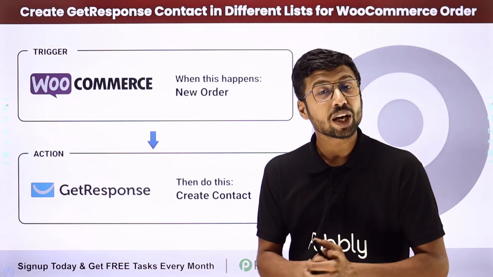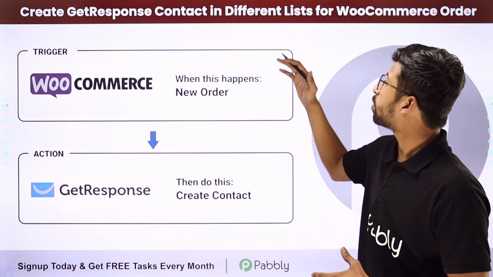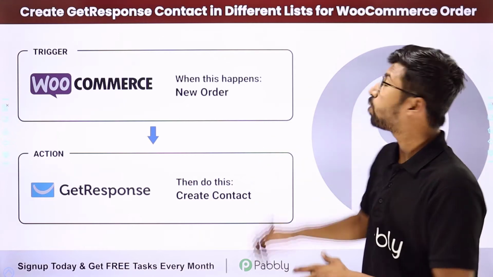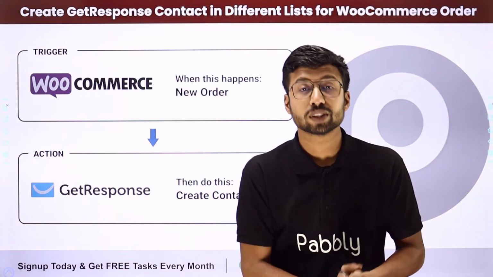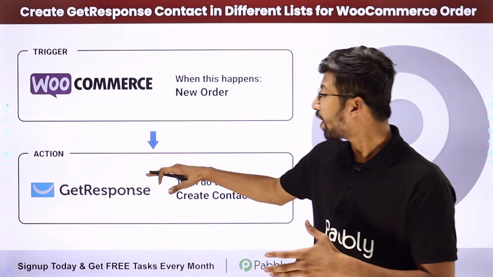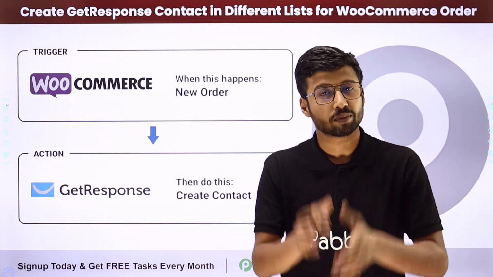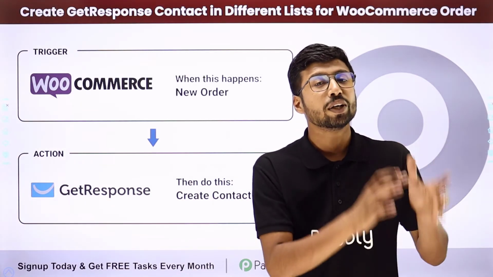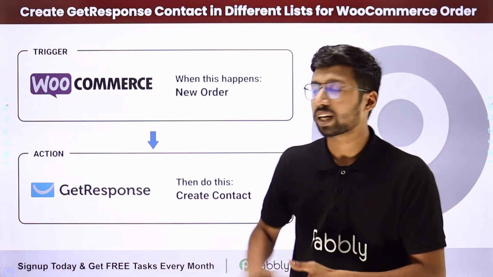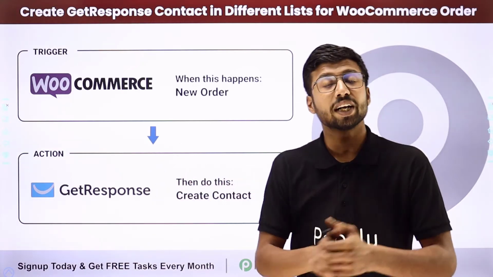So in this video, we are going to learn how to create GetResponse contacts in different lists for WooCommerce orders. Suppose you have an e-commerce store which you have created using WooCommerce, and you are using GetResponse as an email marketing platform. Now you have created a dedicated contact list in GetResponse for each and every product in your e-commerce store.